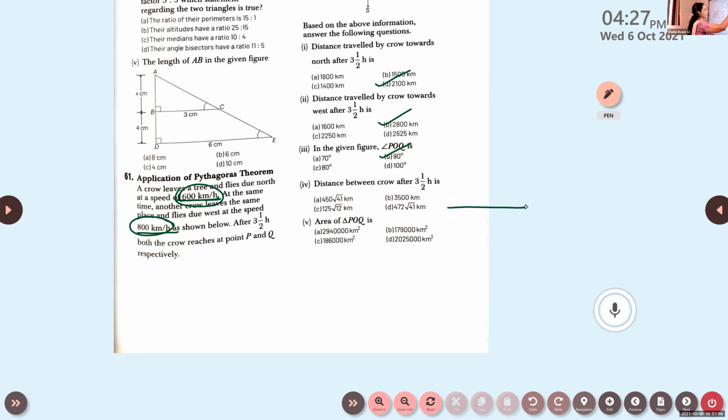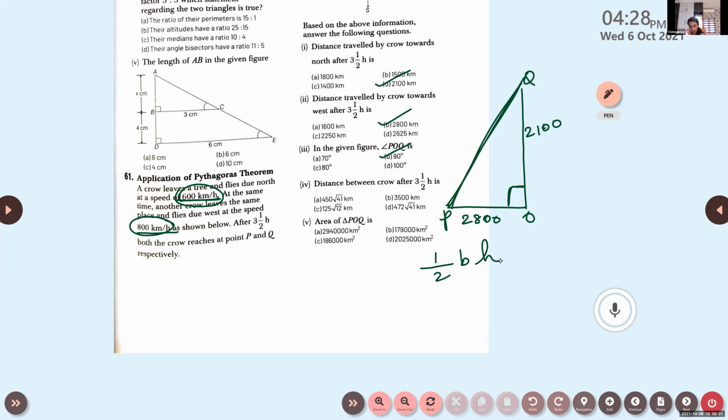Actually, the figure is coming like this. It is a right angle triangle. One side we have 2,100 kilometer, the other side we have 2,800. So what will be the distance? Use Pythagoras theorem and calculate it, then find the area. What is the formula for area of a right angle triangle? It is half into base into height. So half into base, you can take it as 2,800 into 2,100. Simplify and find the answer.